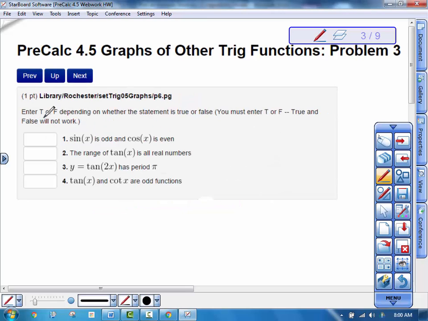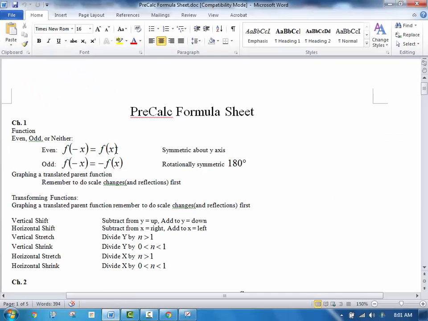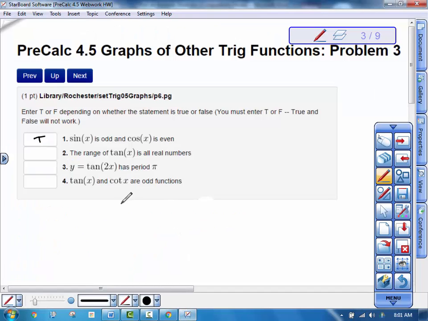The next problem says enter true or false depending on whether the statement is true or false. So sine is odd and cosine is even. That's true. That's in our book. You can find that information on the web. But keep in mind that on the formula sheet I gave you some hints there too. Here's the property for an even function, and here's the property for an odd function. You can actually get this from the unit circle if you want.